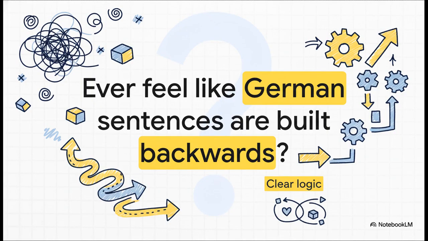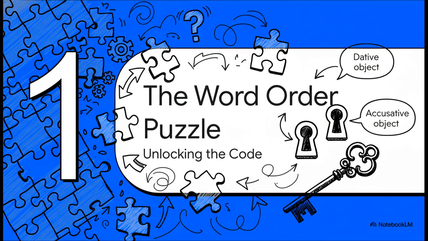So, have you ever just stared at a German sentence and felt like it was completely scrambled? Yeah, if you're nodding your head right now, you are definitely not alone. It can totally feel like the words are in some random order, but trust me, there's a really clear logic behind it all. All right, let's crack this thing wide open.